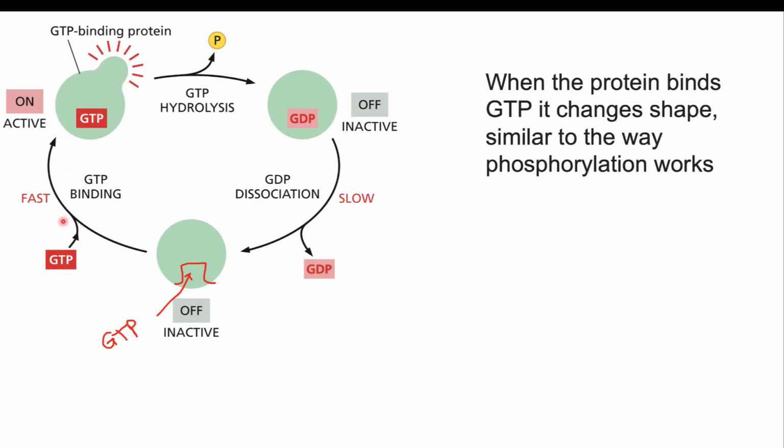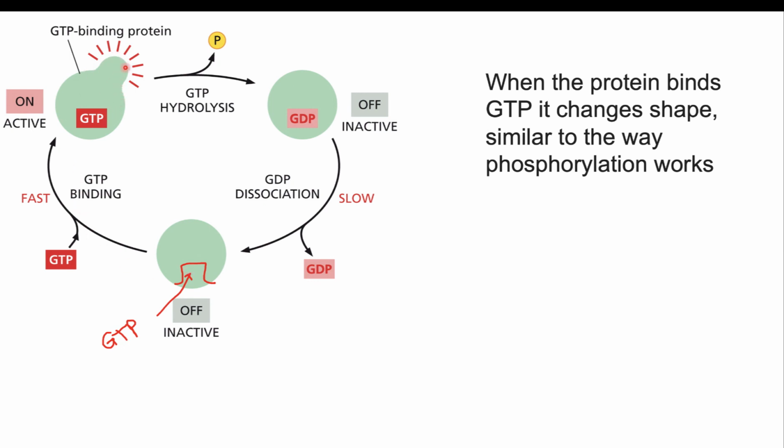And this is just a regular binding event. There is no kinase working here. Sometimes students want to put a kinase here. There is no kinase working here. Protein starts off as inactive. If the binding site is empty, there is a lot of GTP in the cell, high concentration. If it's open and available, GTP will come in and bind and activate the GTP binding protein.